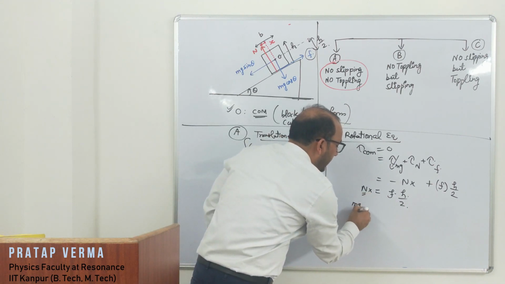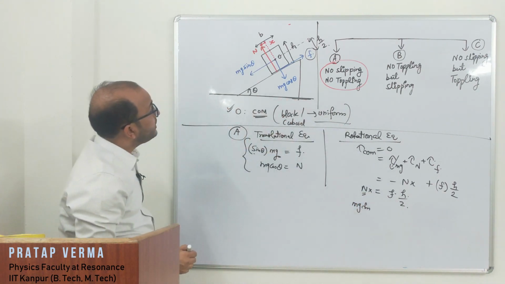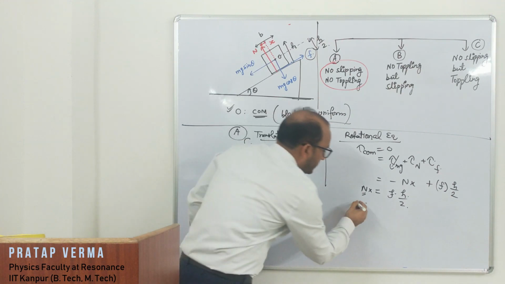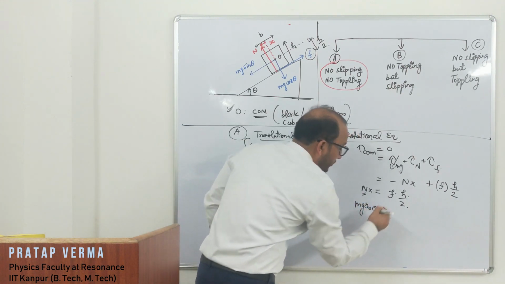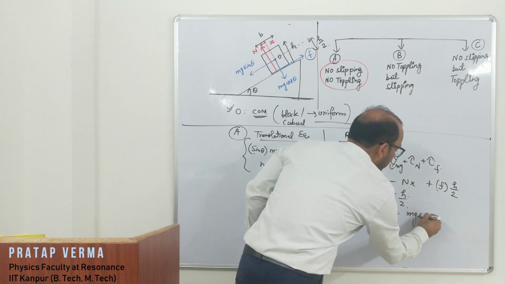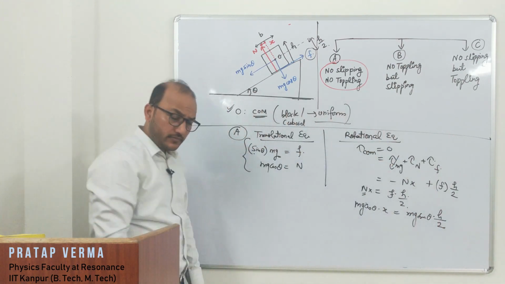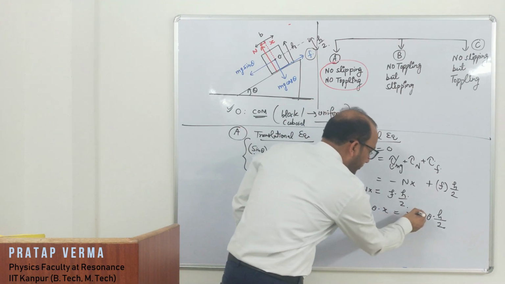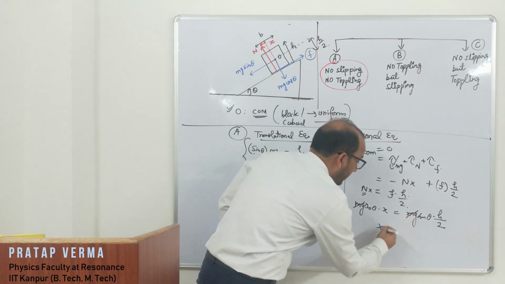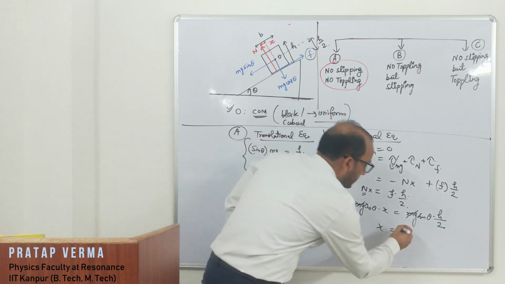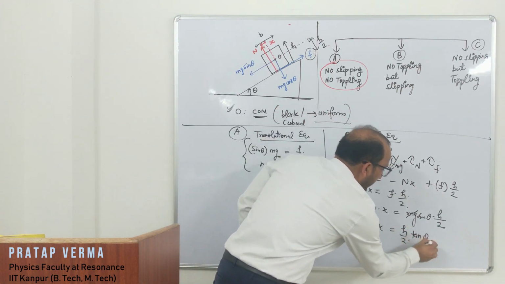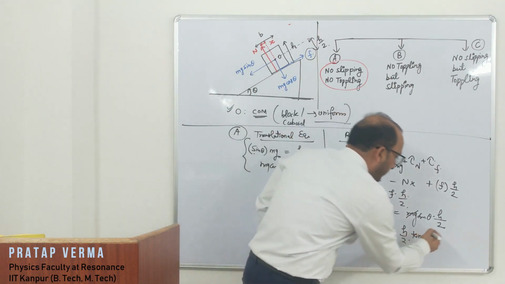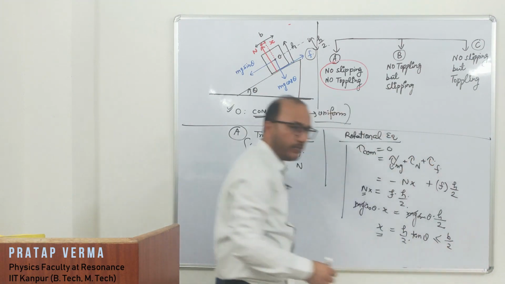N has to be equal to mg cos theta. Just do that. This is mg cos theta into x equals mg sin theta into h by 2. So for this to be true, what do we conclude? We conclude that x has to be equal to h by 2 into tan theta. And this will be a possibility only when this x remains less than or equal to b by 2.